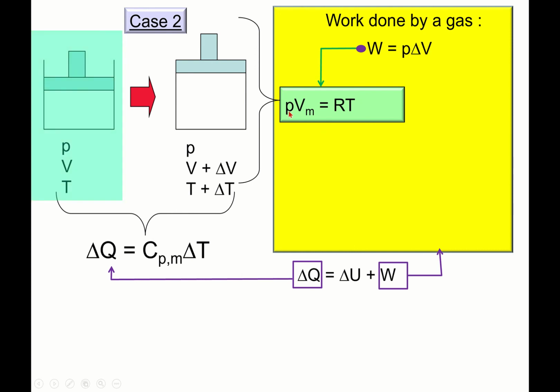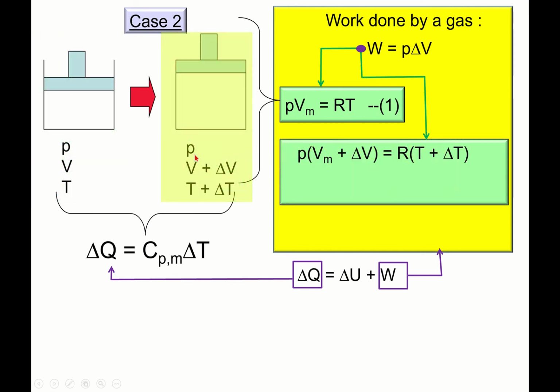We use the equation PV equals nRT, and for 1 mole, we substitute P and V, and RT. This is the initial state. For the final state, we substitute the same P, since pressure is constant, and the volume becomes V plus delta V. R is a constant, and the temperature becomes T plus delta T. We expand the bracket: P times V plus P times delta V equals R times T plus R times delta T. This is the final state for case 2.